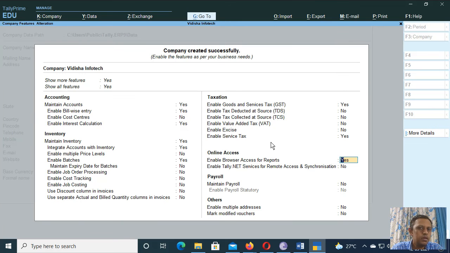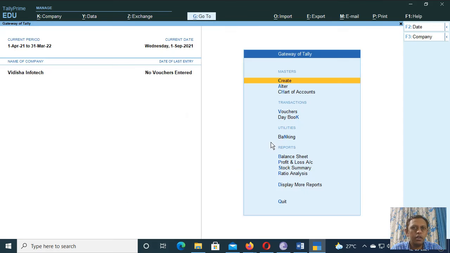And then manage payroll, yes, enable payroll statutory. This I will be enabling when we learn how to interact with the payroll system. And in this way I have configured my company in Vidisha and footer. Now we have been directed to the Gateway of Tally.